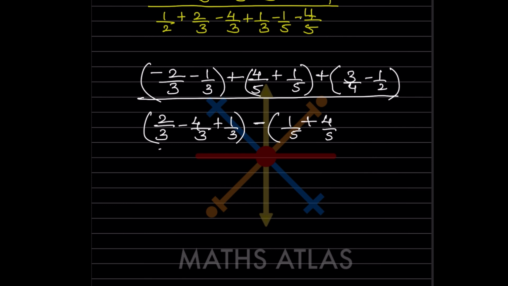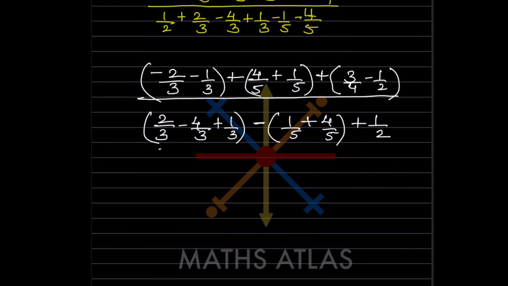Hope you got this one. I'll explain again. See here, minus 1 by 5. So this is minus 1 by 5. This is minus 4 by 5. So minus and plus becomes minus 4 by 5. So since you have taken here minus, so here will be plus. And now what remains is just 1 by 2. So we'll put it separate without a bracket.